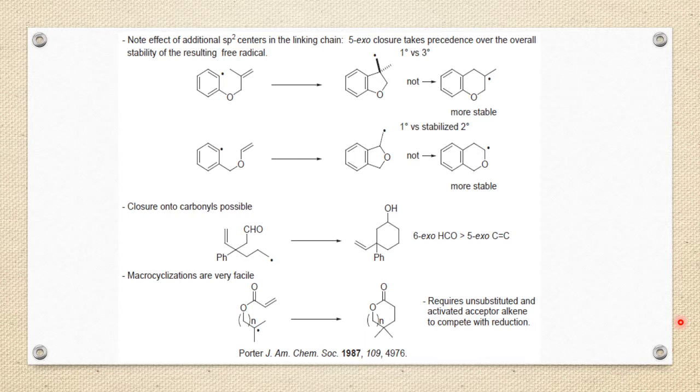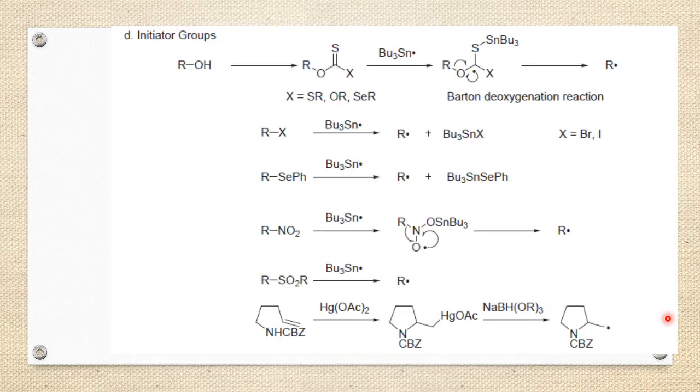Then 5-exo closure takes precedence over overall stability of the resulting free radical. That is, even if you have a secondary free radical being formed, 6-endo is not preferred, hence it follows the primary. Even in certain cases, a primary radical is formed at the expense of tertiary, because Baldwin's rules of ring closure are more useful when you explain the product formation.